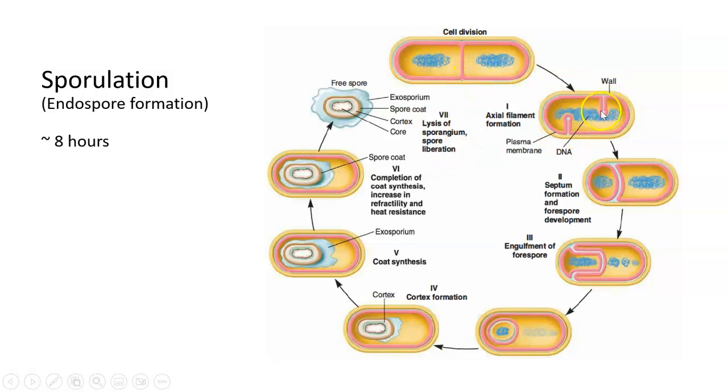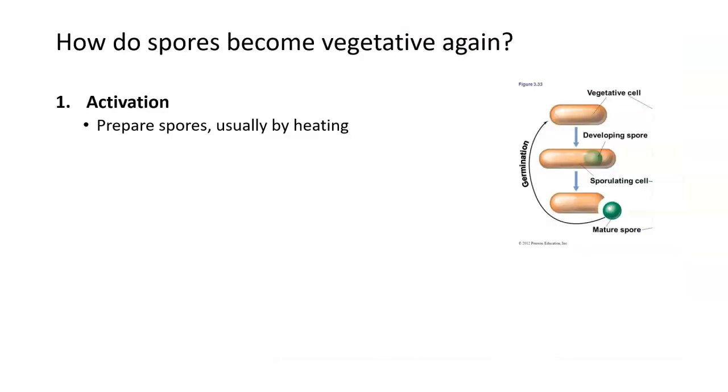There's an invagination of the plasma membrane that leads to the formation of a septum, a forespore, which will eventually become the endospore, and a mother cell. The mother cell engulfs the forespore. You can see that here. And then that forespore basically matures into an endospore. The cortex and coat and exosporium form, and then that mature endospore can be released into the environment. And this whole process, as I said, takes about 8 hours.